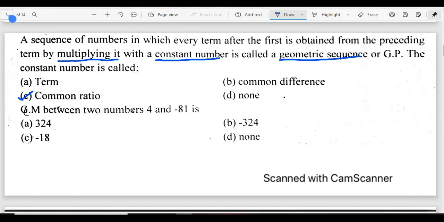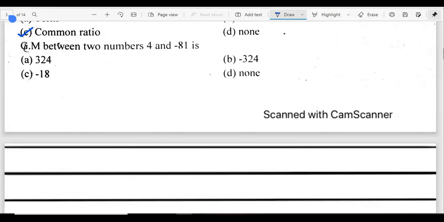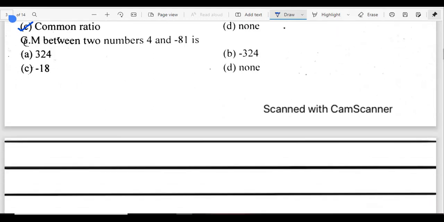So this was easy. Let's talk about the next one. It says geometric mean between two numbers. Now for this one, either you can think about the small formula, the under root AB formula, but no, we'll talk about the nth formula just so we are comfortable with how things work. Geometric mean between two numbers 4 and minus 81. Find the first geometric mean, the second, the third. So this should be assumed that we are talking about three terms here. This is 4, and the last one is minus 81.